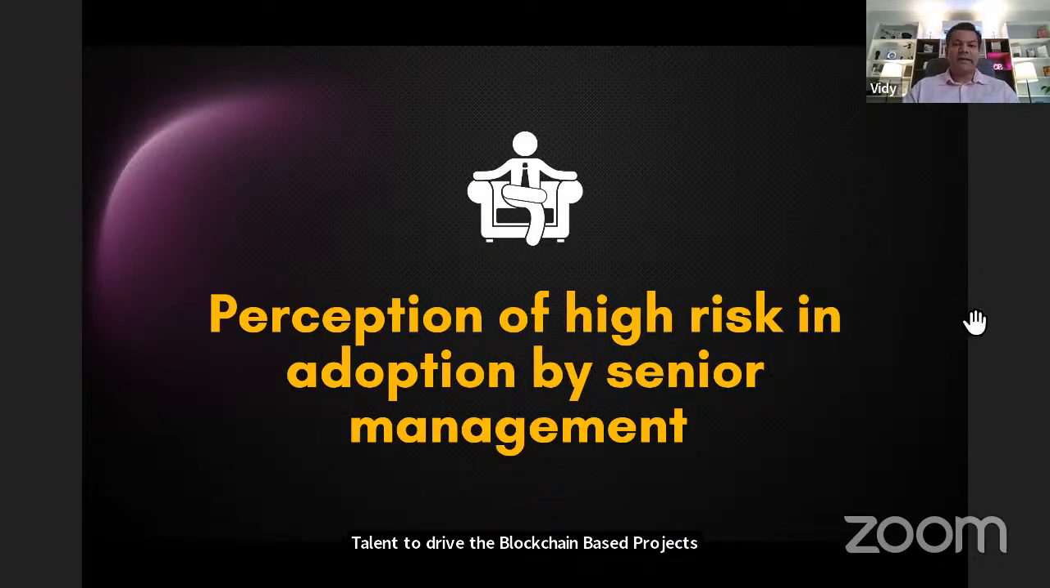The next challenge is the perception of high risk in adoption by senior management. And this typically happens for, I guess, any new technology before it becomes mainstream, right? There has always been a challenge with any new technology where companies are a bit hesitant to adopt it because not everyone is using it. So they are a bit cautious on whether this is the right technology to use and whether they should go ahead or not.